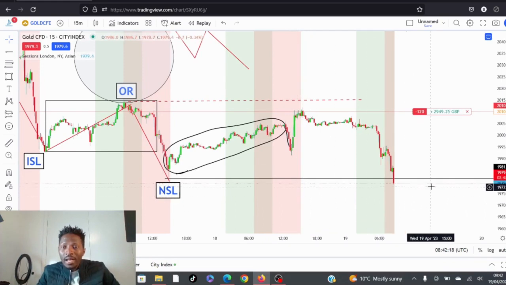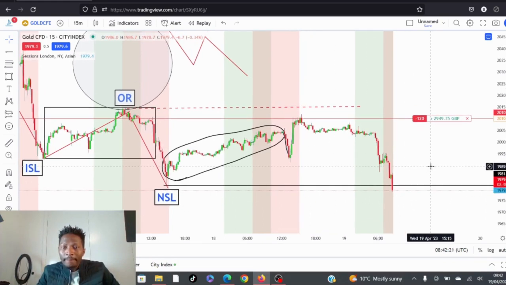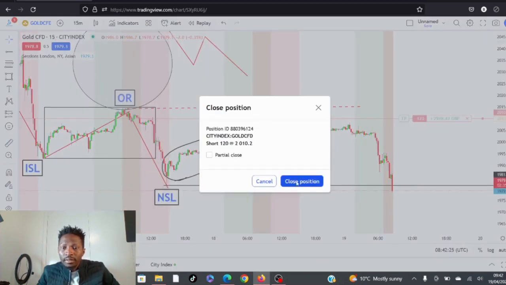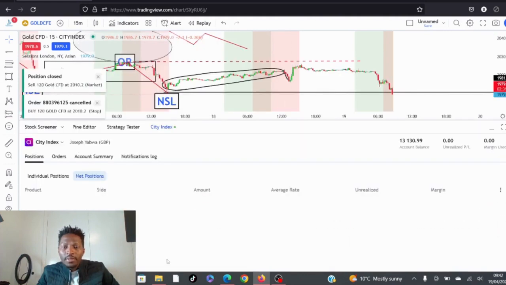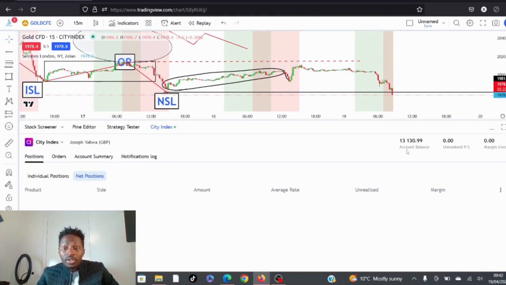Hello traders, so as we can clearly see, now the market has broken this previous structure, and now at this point I will be closing my trade. So I'm gonna go ahead and close that position. As you can see, the position has been closed. If you remember, when I actually took this trade, the account was just over 10,000, and I've made almost 3,000 on this trade alone.